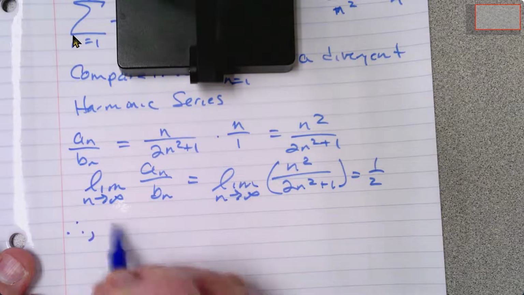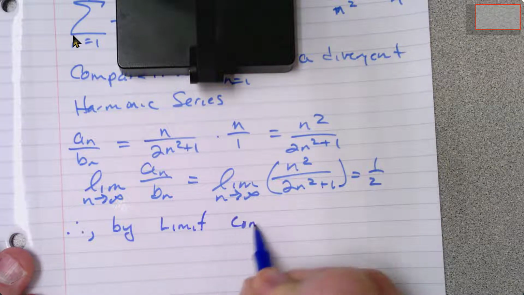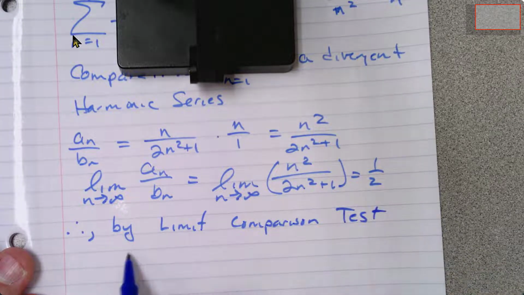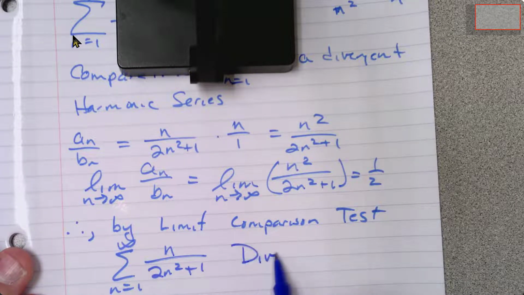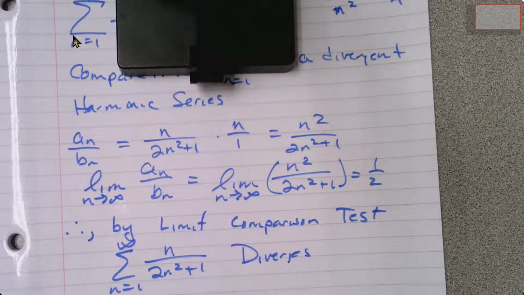Therefore, by the limit comparison test, the series n equals 1 to infinity of n over 2n squared plus 1 diverges. Now here's what's really happening. The reason we have this limit that's a half in this case is because these two series that I'm using are growing at the same comparative growth rate, and that's why I have a finite limit.